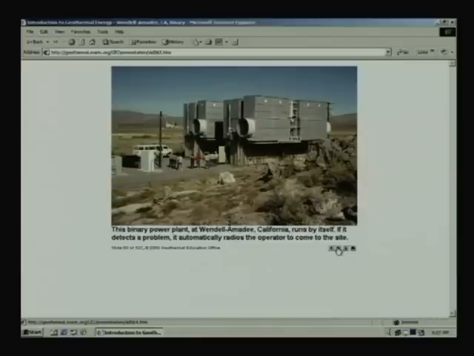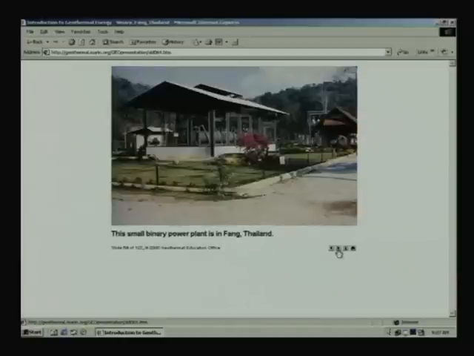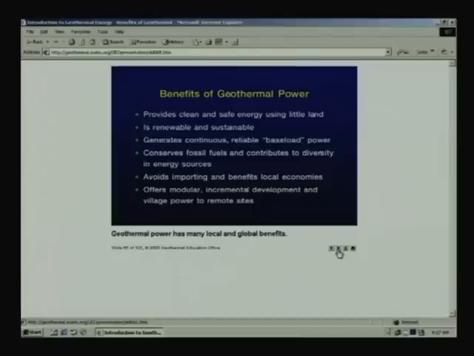This is a relatively small size plant in California, which is designed to run by itself. That means there is no operator here. Only when there is some problem, the system detects the problem and then it radios to the operator who comes and repairs the problem. So you have a stand-alone geothermal system in California, and this is a very small plant in Thailand. You can see the size is that of a shade only. So depending on the location, depending on the availability of the fluid, you can have various sizes of the plants.